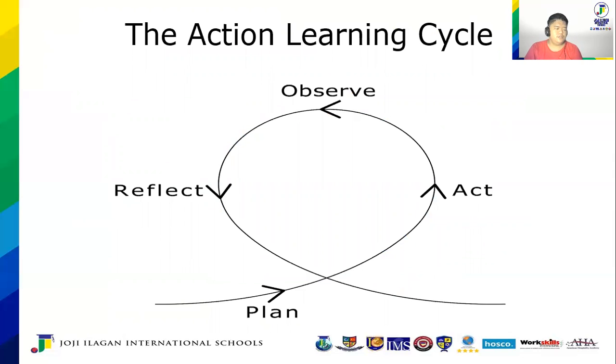Okay, so I'm showing you the action learning cycle. This is based on a paper from a digital marketing think tank. What they propose in this action learning cycle is first to plan, then you act upon your plan, then you observe, and then reflect. Basically, it's just a simplified version of the scientific method.